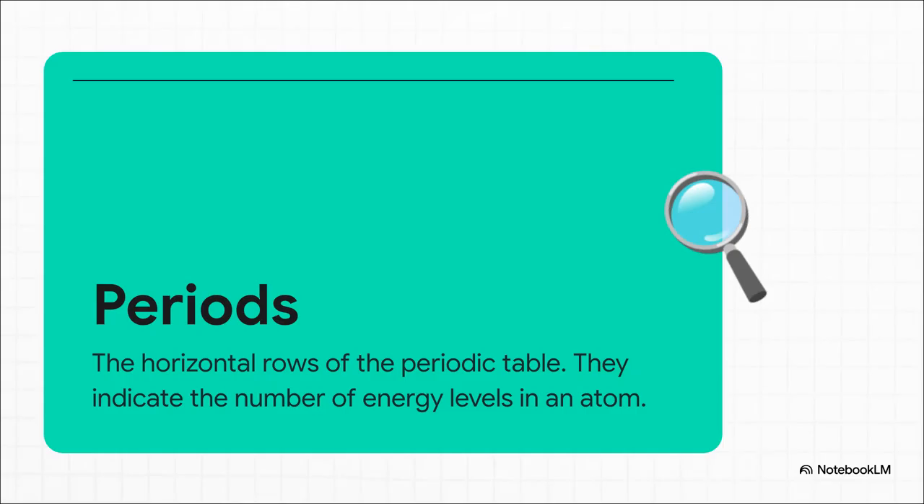First up, we've got the periods. These are the horizontal rows that run from left to right. And the rule here is super simple. Every time you move down to a new row, you're just adding another energy level, or a shell, to the atom. So all the elements in period 3, they've got 3 energy levels. Period 4, yep, 4 energy levels. And so on. Easy enough, right?